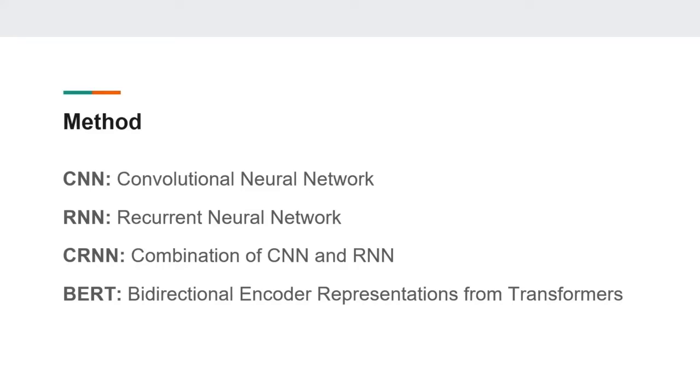In this slide, I will briefly introduce the 4 categories of models that we have implemented throughout this project. The first 2 networks are convolutional neural network and recurrent neural network, which are standard networks that are frequently used in deep learning. The third model is convolutional recurrent neural network, which combines characteristics of both CNN and RNN to form a new type of network. Finally, we will use BERT model, which stands for bidirectional encoder representations from transformers, which is a language representation model developed by Google. Detailed mechanisms will be discussed in the following slides.